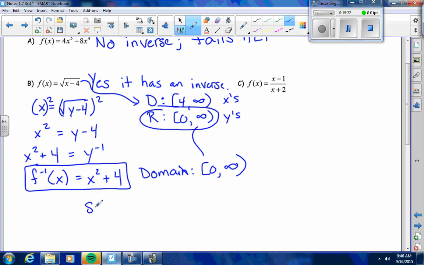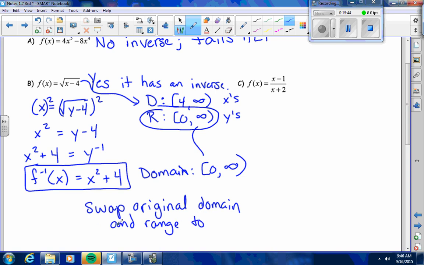Okay, so we might want to write that down. Swap the original domain and range to find the restricted domain of the inverse. Does that make sense? Because we swapped x's and y's, so since the original domain dealt with the x's, that now becomes the range dealing with the y's of the inverse.